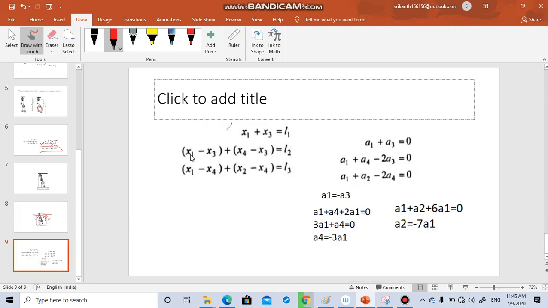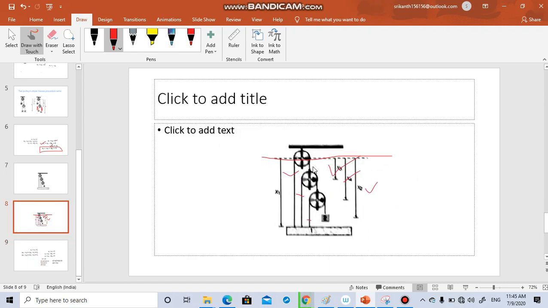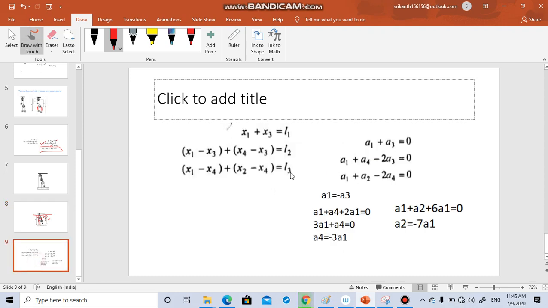See, x1 minus x3 plus x4 minus x3. x1 minus x3, you have got this much length, plus x4 minus x3, you are going to get this much length. This small portion. x4 minus x3 will be the small portion, and x1 minus x3, you are going to get this portion. Alright, so this is L2. Similarly you can write an equation for L3 also.